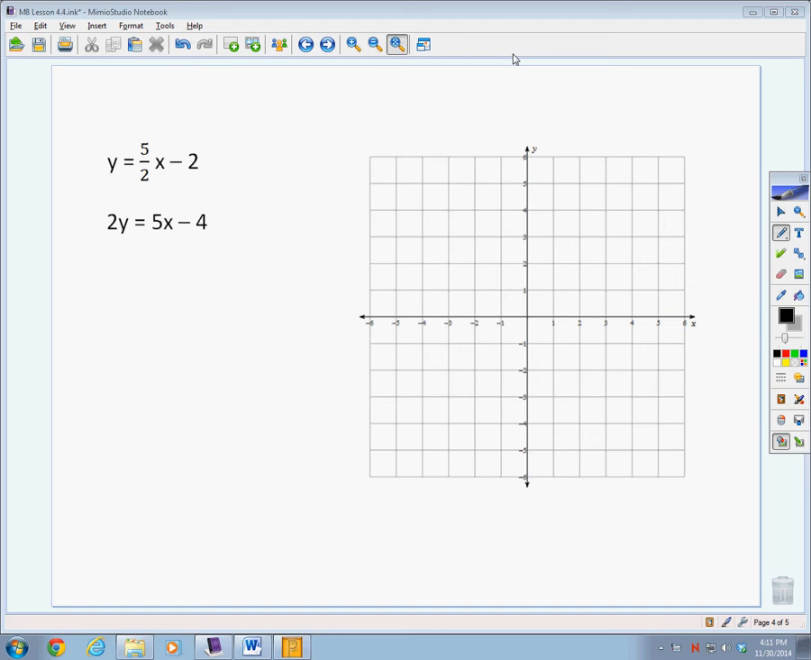So if we look at this example, the system, y equals 5 halves x minus 2, or as always we can say plus a negative 2, and 2y equals 5x plus a negative 4, or minus 4, we could use any of the different methods to solve it. Obviously, since there's a graph here, I want to graph it. So let's look how we're going to solve the system, or what our solution to the system would be.